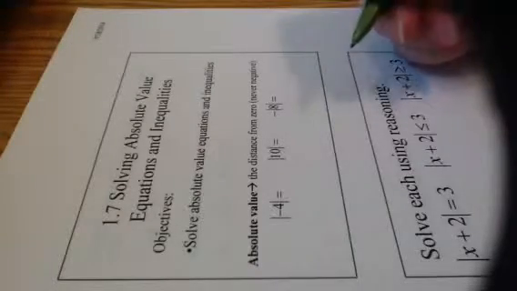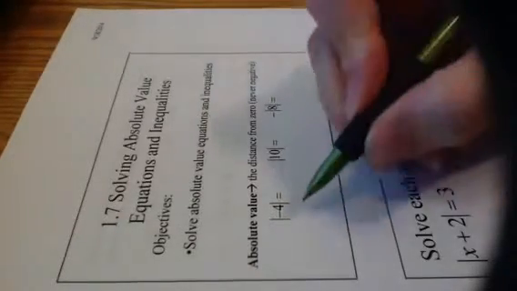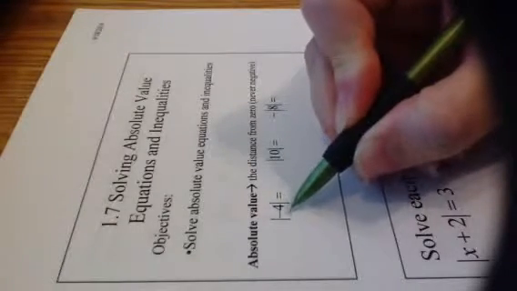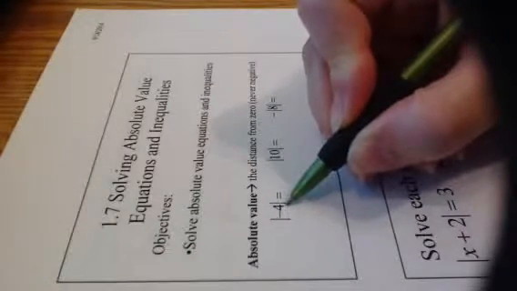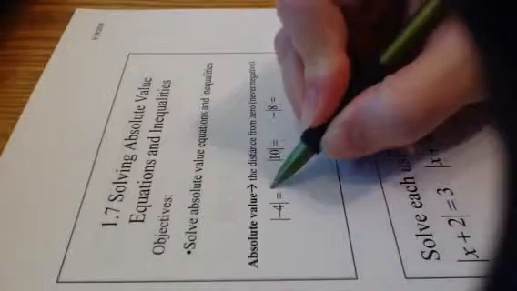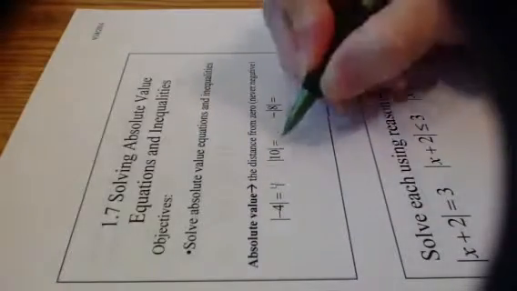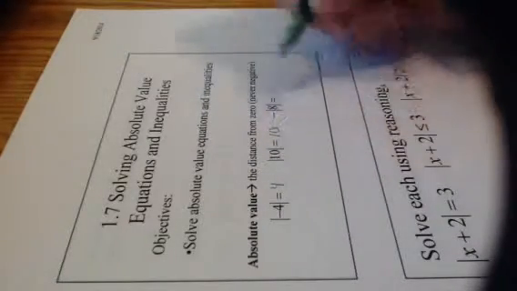Lesson 1.7, absolute value. Remember, the absolute value is the distance from 0. So negative 4 is 4 spaces from 0. So the absolute value of negative 4 is 4. The absolute value of 10 is 10.